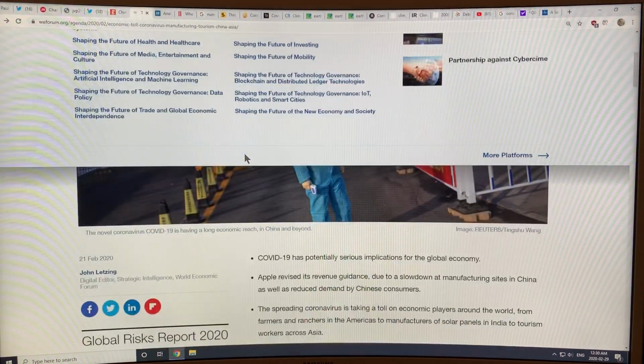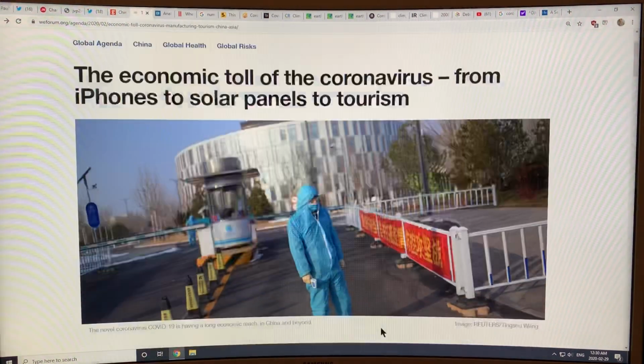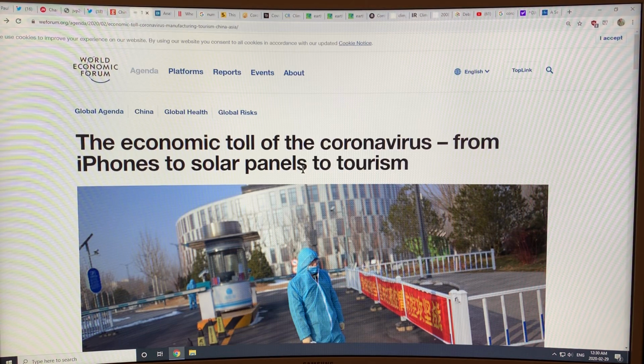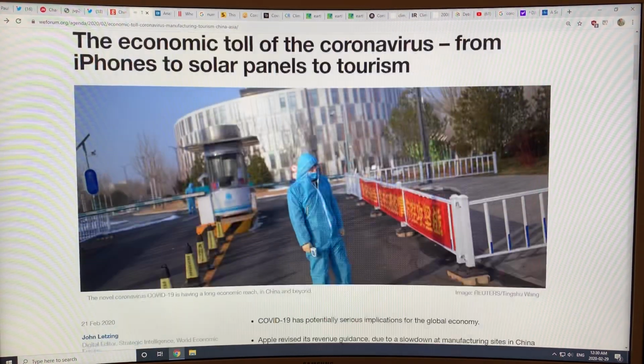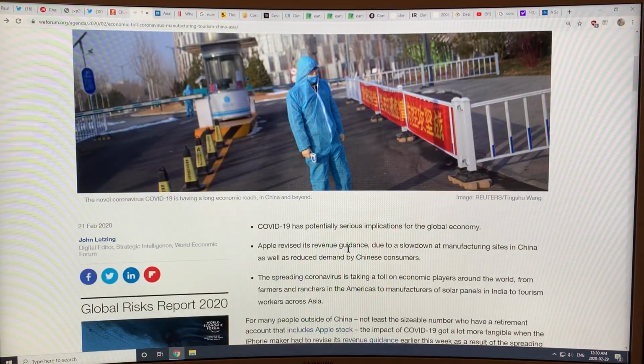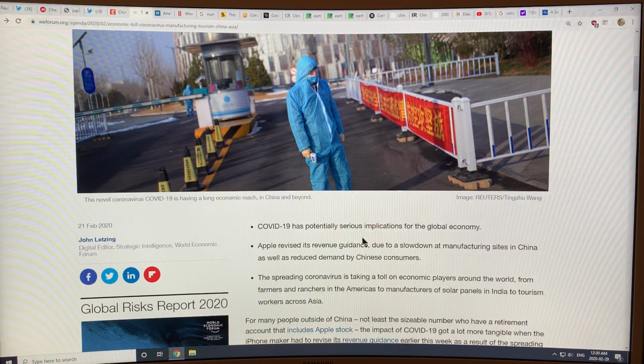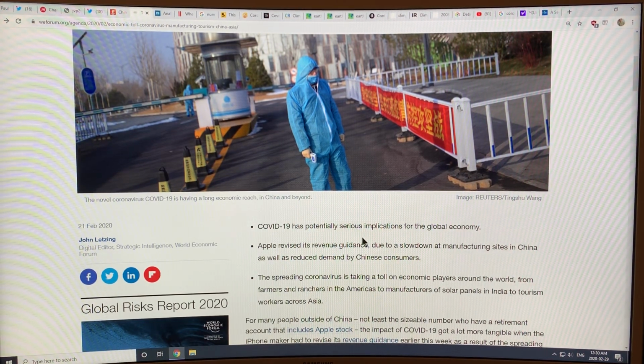So this is the World Economic Forum. They're talking about the economic toll of the coronavirus, from iPhones to solar panels to tourism. Obviously, huge impacts on China, but huge impacts on the globe. And you can just look at what the stock markets have done around the world this week, and there's been tremendous drops. Finally, they're starting to wake up to the reality of the economic disruptions from China and spreading out to other parts of the world.